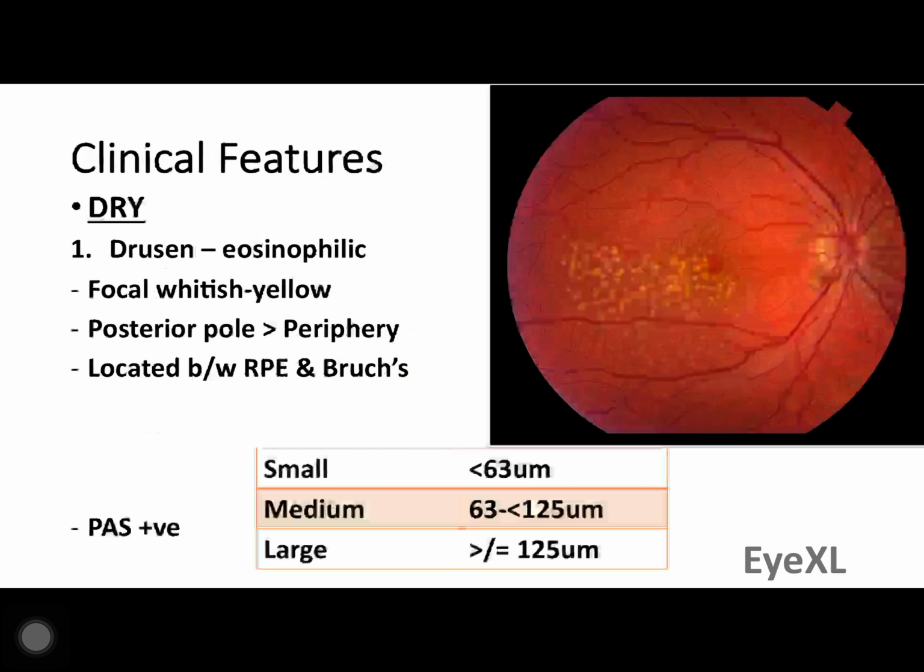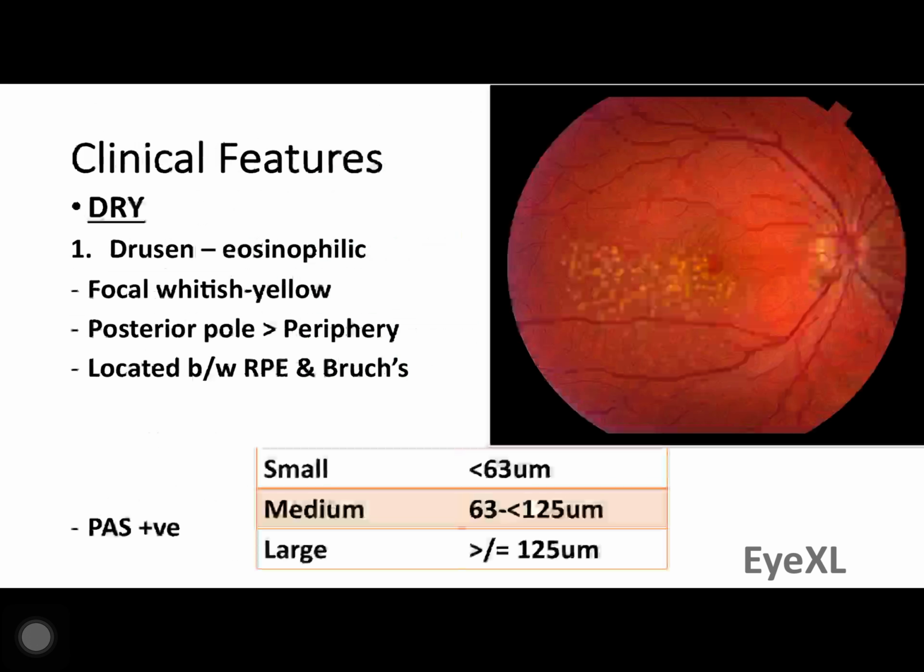First clinical sign is a drusen. A drusen will appear eosinophilic, which means it will appear pink on hematoxylin and eosin staining. It is a focal whitish or yellow collection. Sometimes they are confluent, many times they are separate with a dot-like appearance, and they are more common at the posterior pole as compared to the periphery. When I say posterior pole, it means around the macula, and periphery means extramacular or extrafoveal.